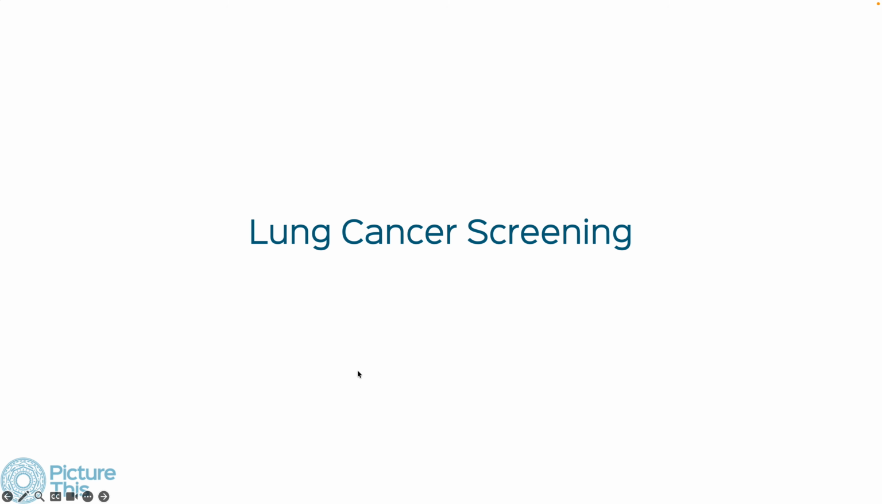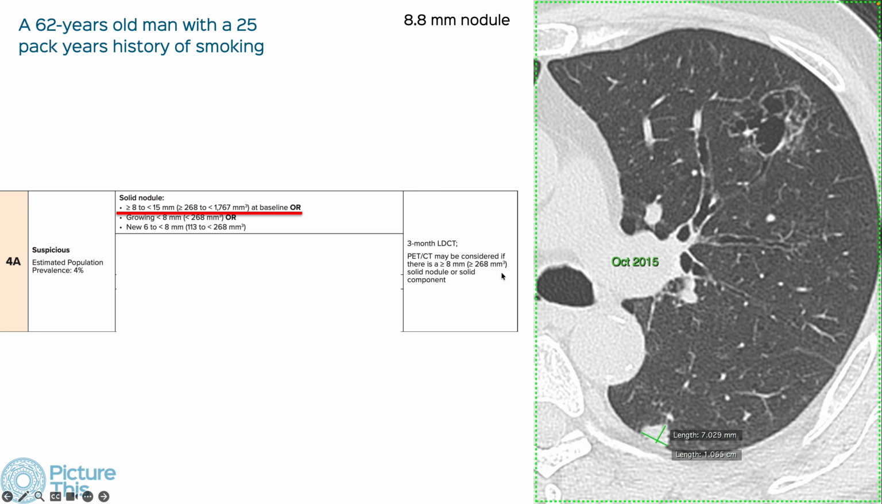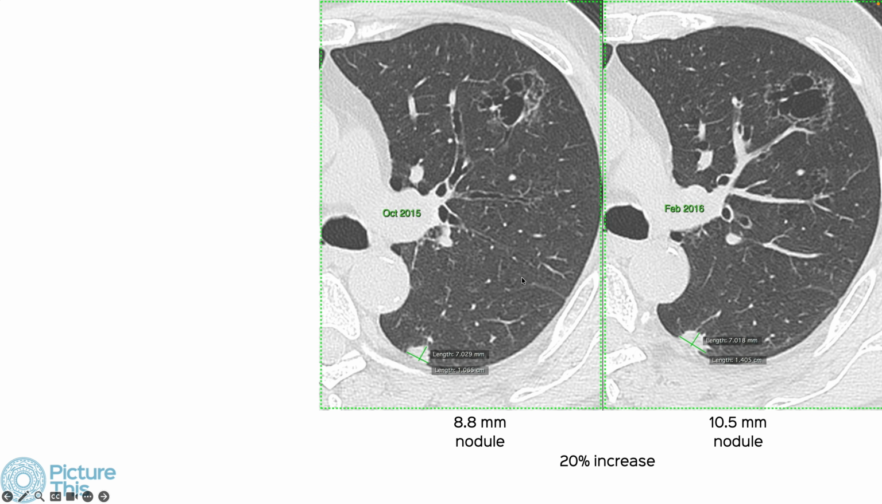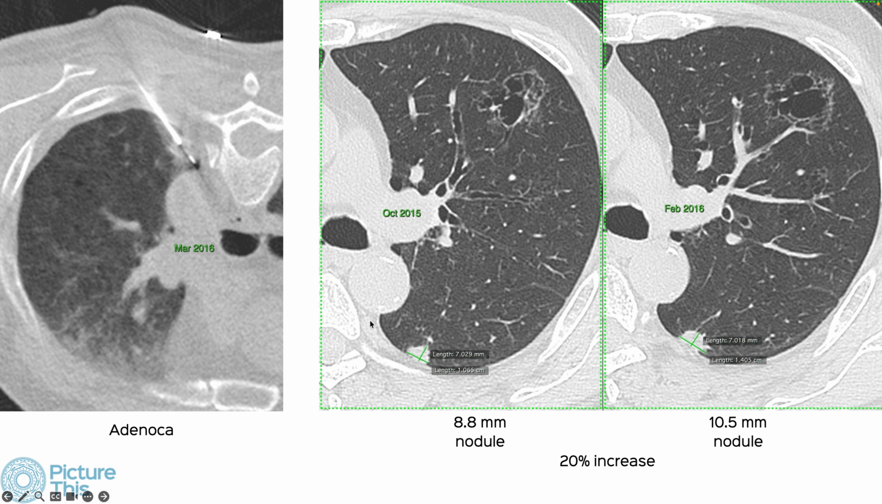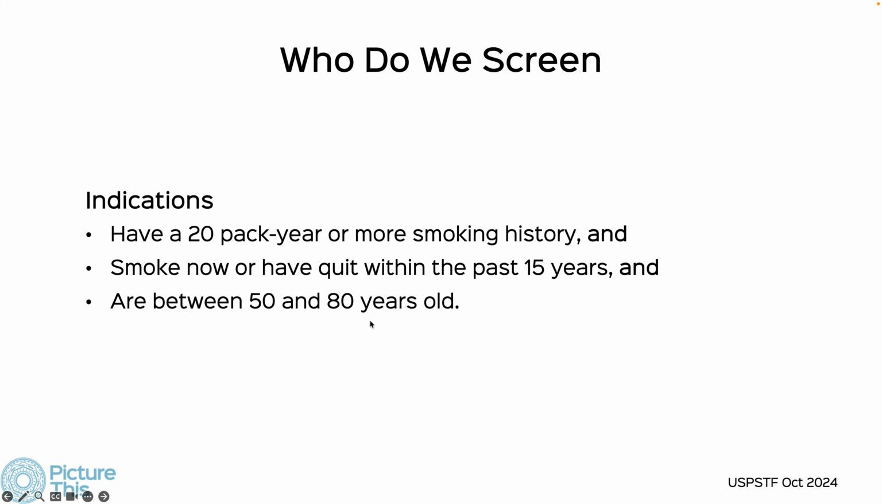So let's look at lung cancer screening, which we have been doing now for the last 11 years. This is one of our first cases, a 62-year-old man, 25 pack years history of smoking. We found an 8.8 millimeter nodule. There is a Lung-RADS chart that we follow. So this patient required a 3 months follow-up, which we did. The nodule increased in size. I biopsied it and it turned out to be adenocarcinoma.